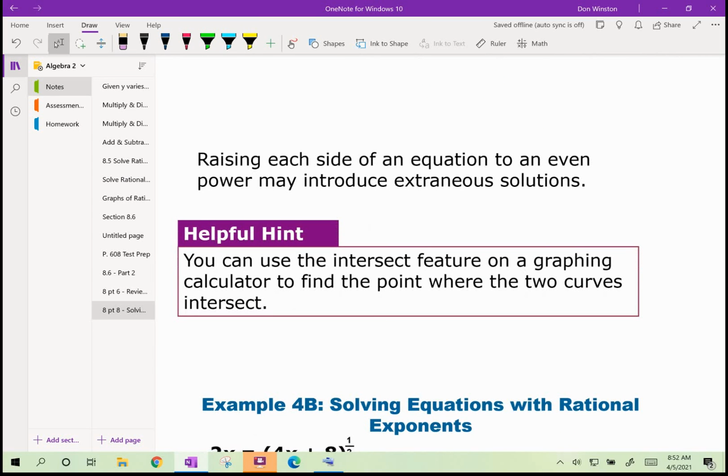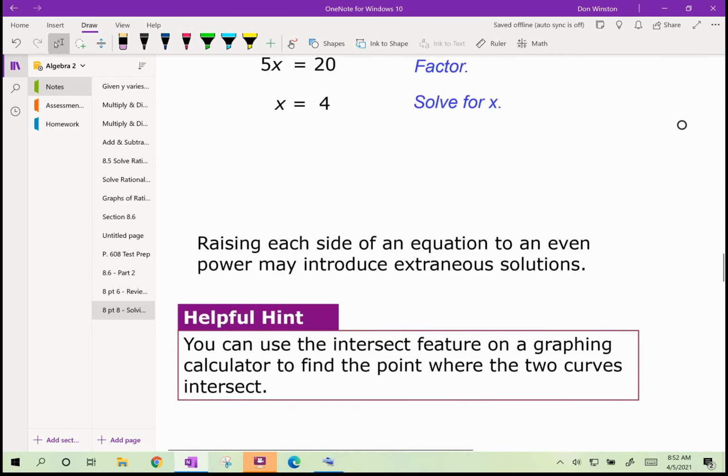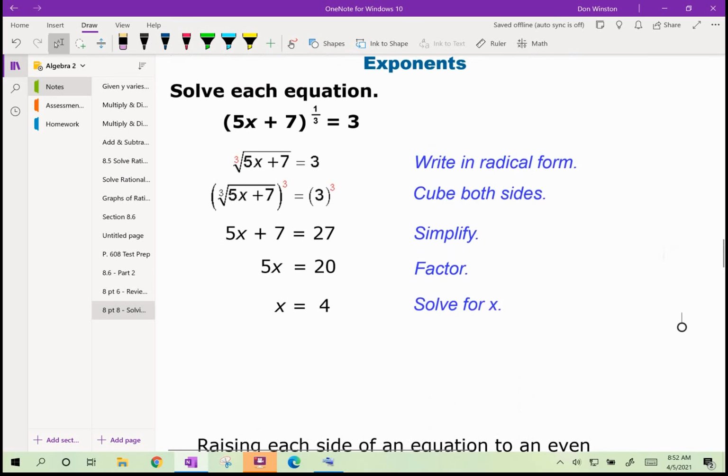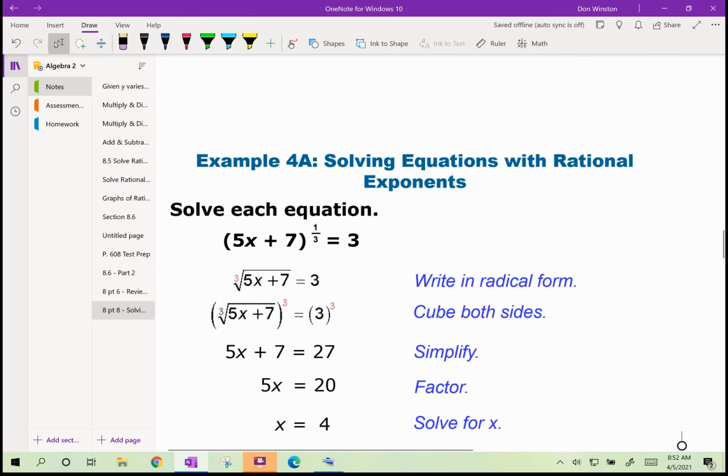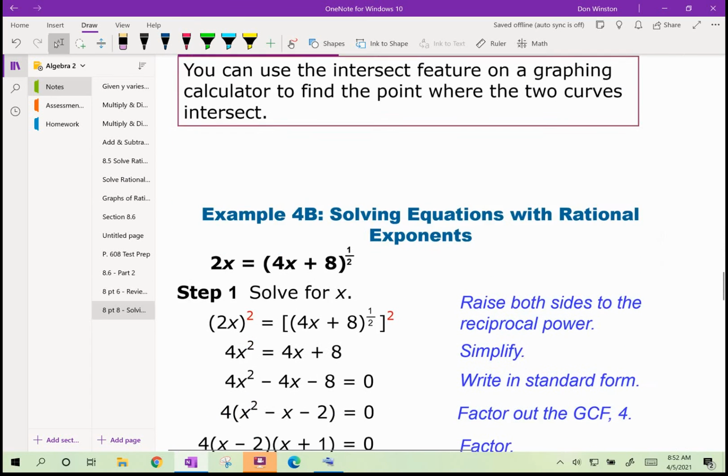Sometimes, though, you have to be careful. When raising each side of an equation to an even power, you may introduce extraneous solutions, a solution that doesn't make sense. There we were raising to an odd power. We wouldn't have that. So let's take a look at where we may run into a problem.